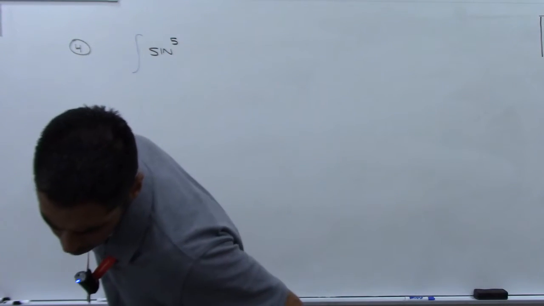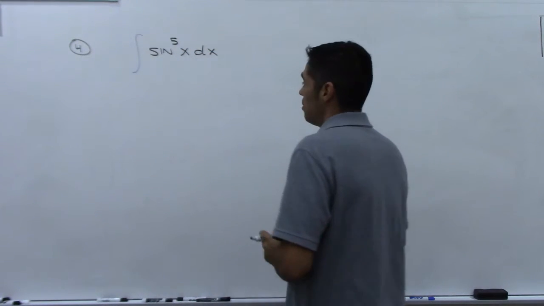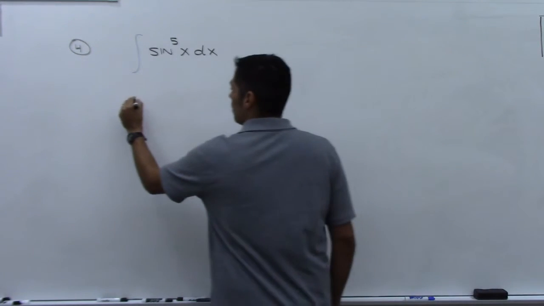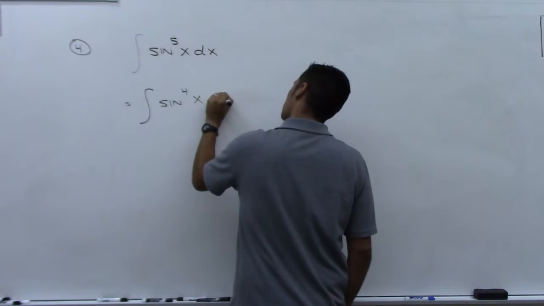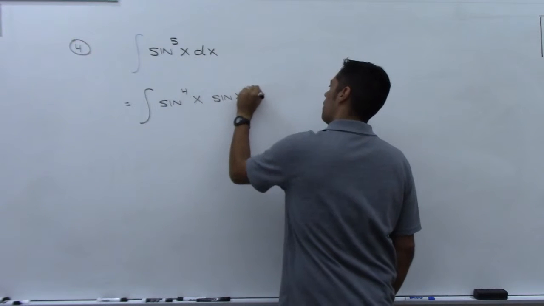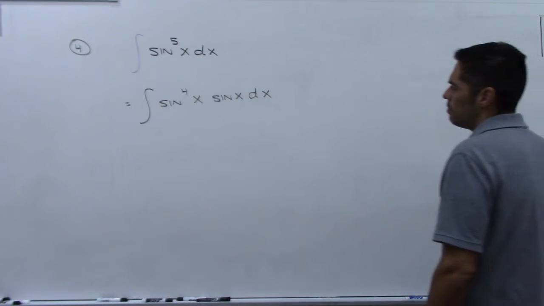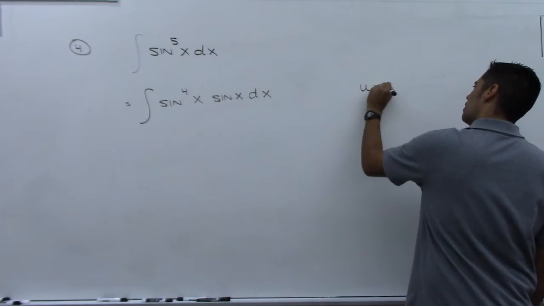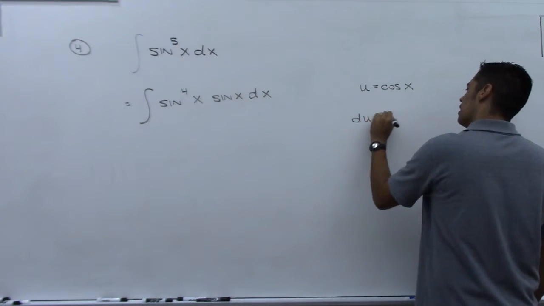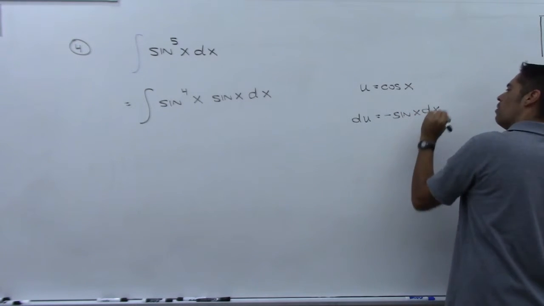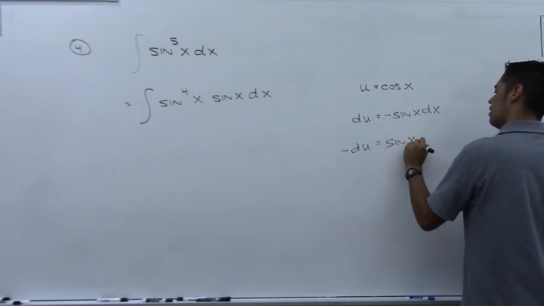Sine to the 5th x dx. All right, so I have sine to an odd power, so I will factor one factor of sine out, right? But we have a problem here because we're supposed to let u be equal to cosine x, and the derivative of this is negative sine x dx, which I almost had there. I'm off by a sign, so negative du will be sine x dx.